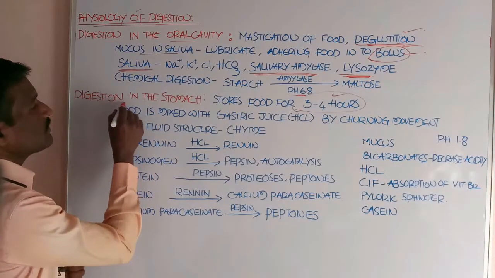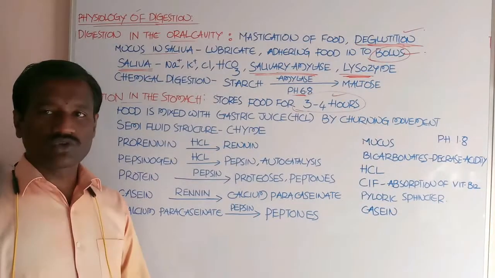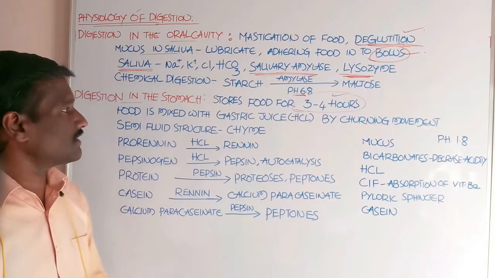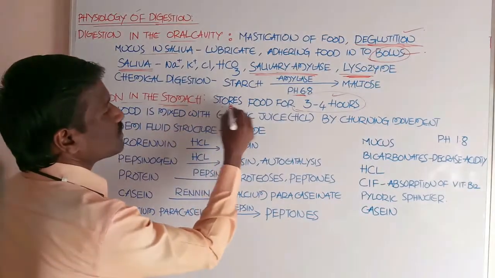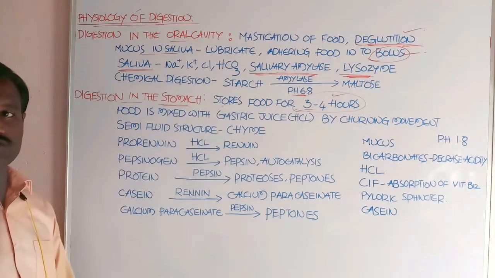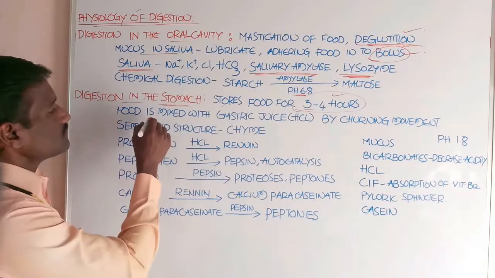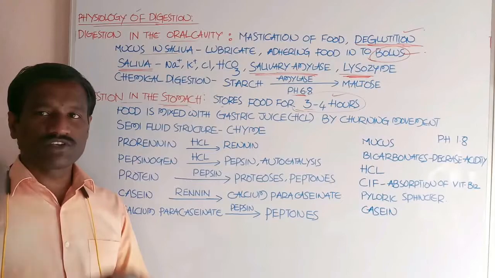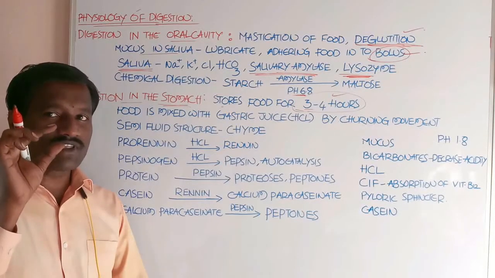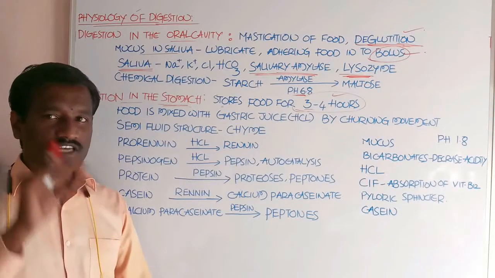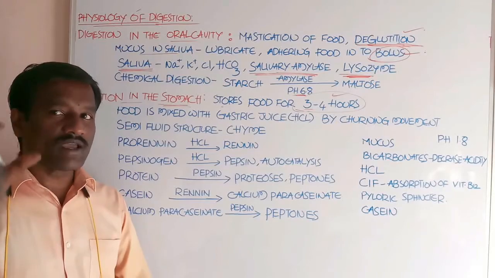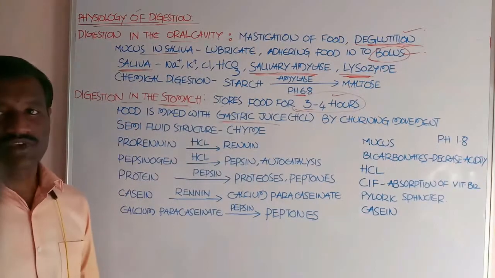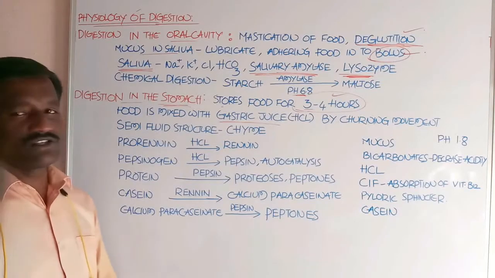Now food enters into the stomach through the gastroesophageal sphincter, the cardiac sphincter. The food is stored in the stomach for 3 to 4 hours, and when it enters the stomach it is mixed with the gastric juice. The mucosa epithelium, the inner surface of the stomach, consists of gastric glands. Gastric glands secrete gastric juice.